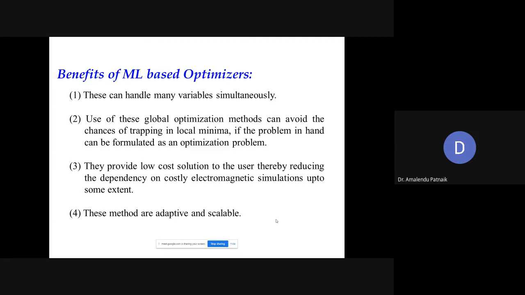Although, whenever people are devising a particular machine learning based optimization technique, although they are claiming that this is a global optimization method, there are rare situations where those techniques also fail to give you the exact solution.